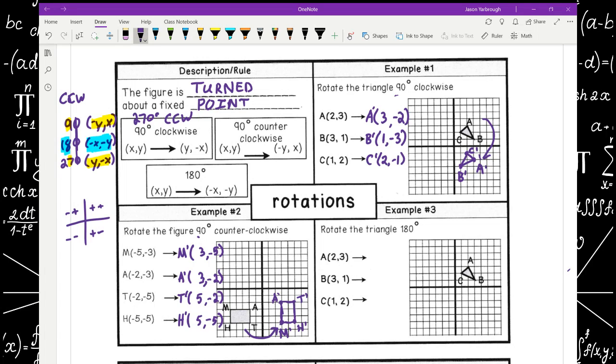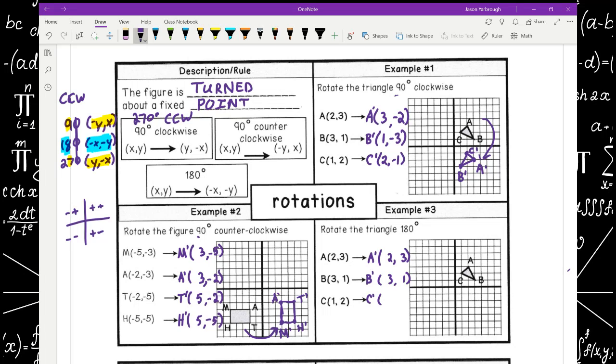For example number 3, we're going to rotate 180 degrees. So with 180 degrees, since that's an even number, we're going to keep the x and the y in the same spot. So A prime, B prime, and C prime. Okay. 2 stays at front, 3 stays in back. Get 3, 1, and then 1, 2.